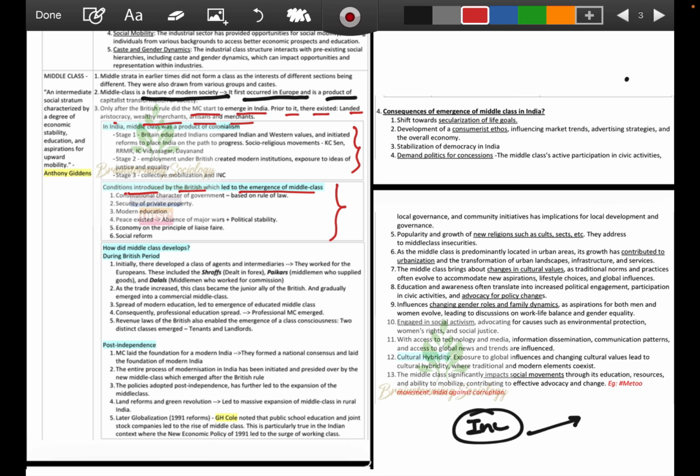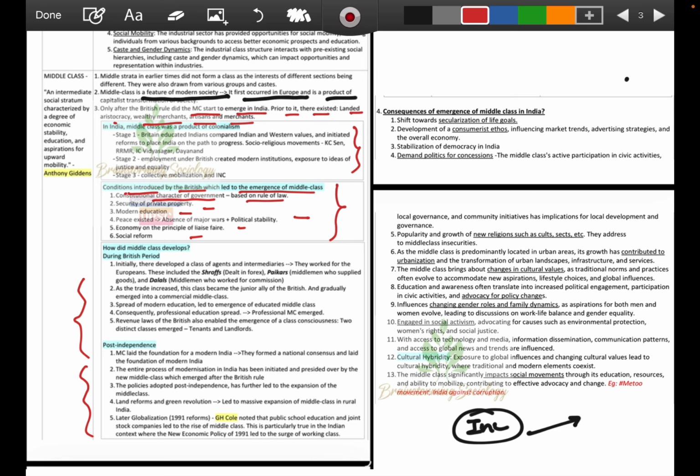It has been in and around the constitutional character of the government based on rule of law, security of private property, modern education, peace, absence of major wars plus political stability, economy on the principle of laissez-faire and social reform. These were the conditions introduced by the British which led to the emergence of middle class. So again, when this developed in the British period, what had happened in post-independence?